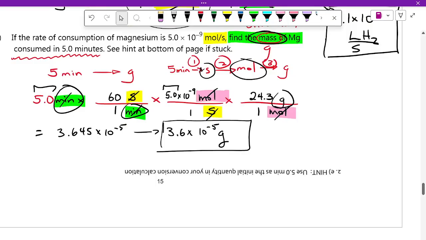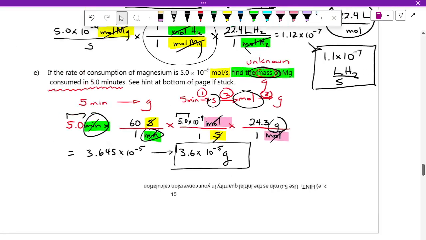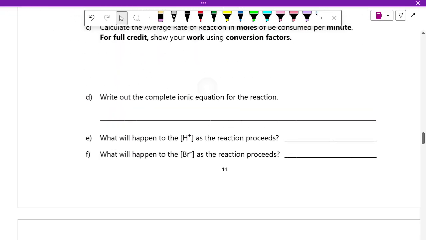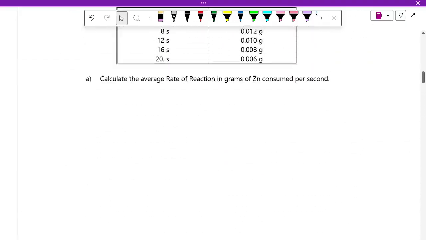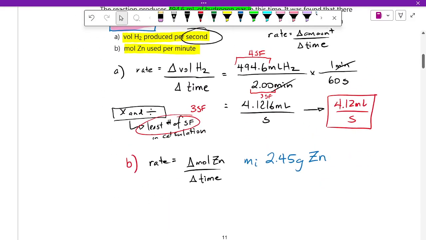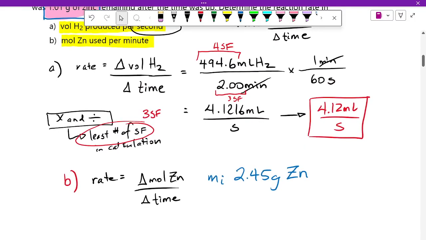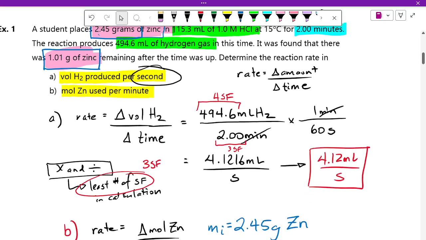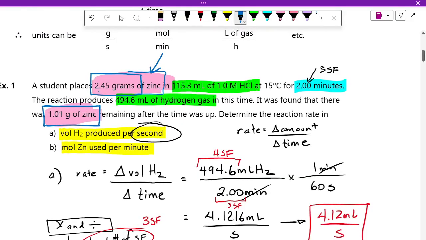Anything else? Okay. Last day, we were looking at the example on page 11, and we hadn't quite finished it. So I know some of you have finished it, but let's go over it just to be sure. We had an initial mass of zinc of 2.45 grams of zinc. That's given in the question. And we are told that there is 1.01 grams of zinc remaining after the time was up.